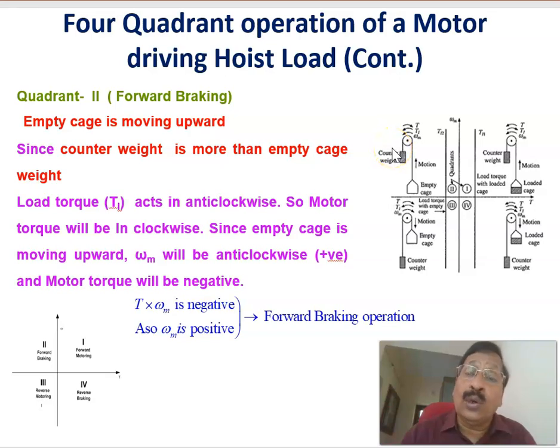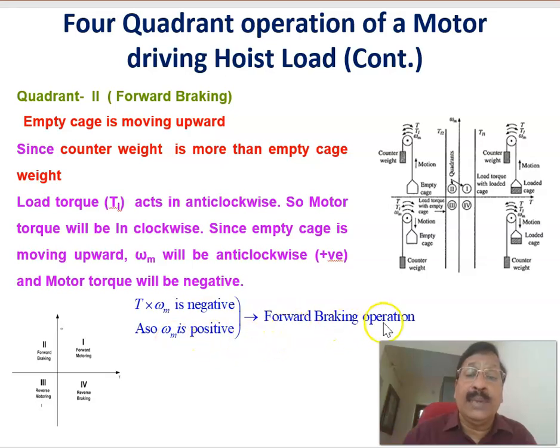I told you, the motor torque will always be opposite to the load torque. Therefore, the motor torque will be in the clockwise direction. Clockwise direction means negative. As I told you, if clockwise torque is there, it is negative. And similarly, since the empty cage is to be moved upward, omega m is positive. Therefore, omega m will be positive and T is negative, so T into omega m is negative.